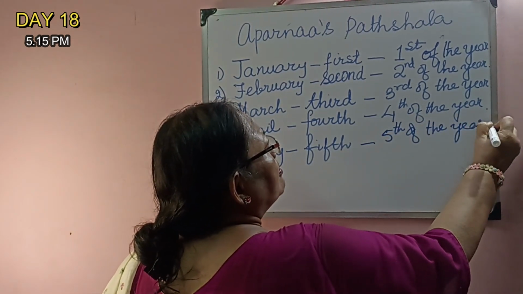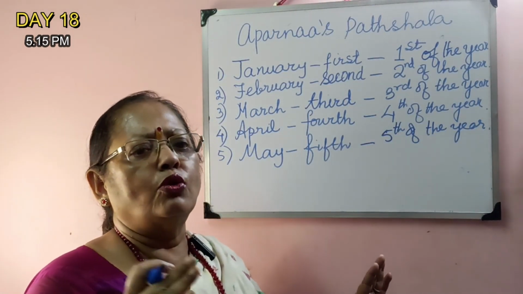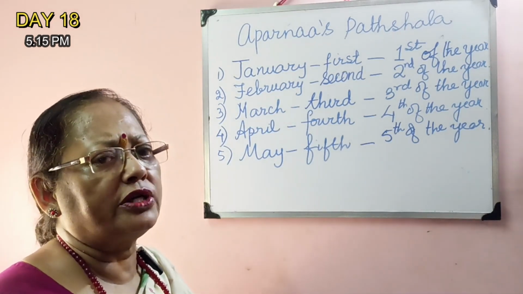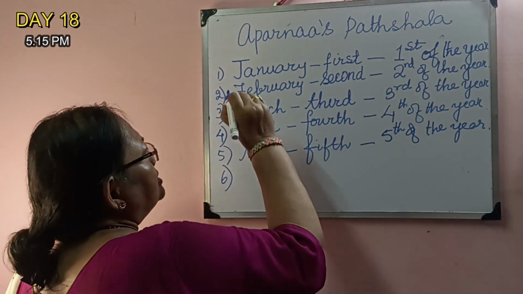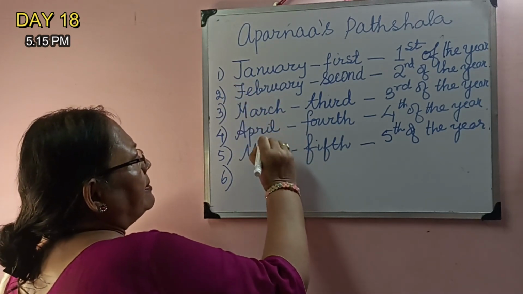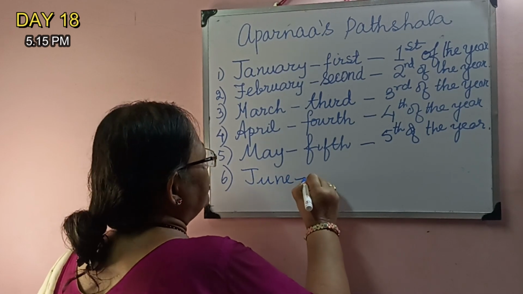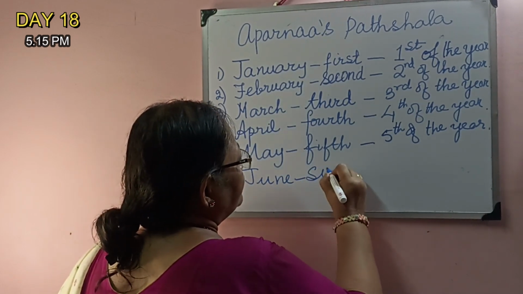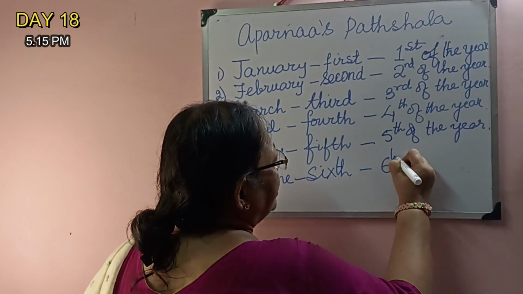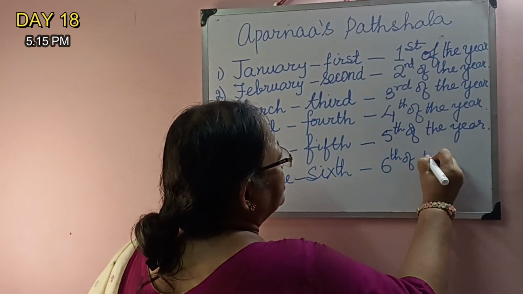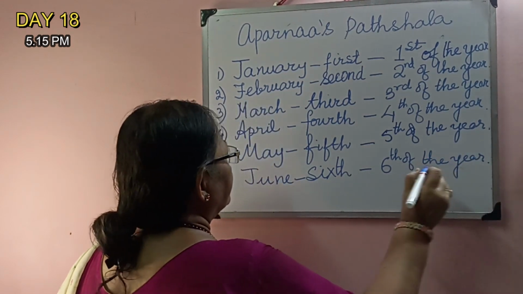Whatever I am writing on the board will be in your mobile. So open it, go through it, you will learn it. No need to jot it down. Next, number 6: January, February, March, April, May, June. J-U-N-E, June. It is the 6th month of the year. Sixth, 6, here you write T-H on top. June is the 6th month of the year.